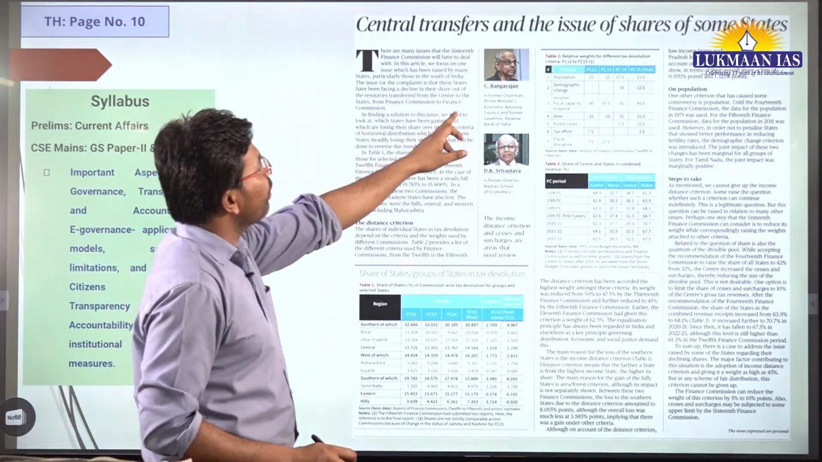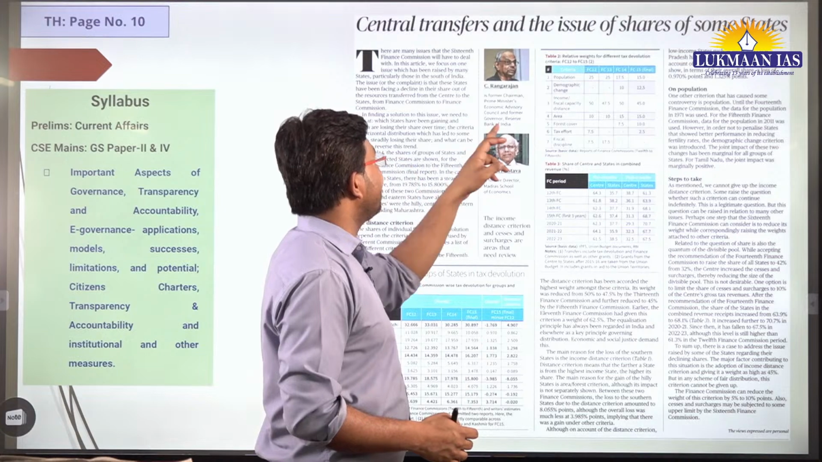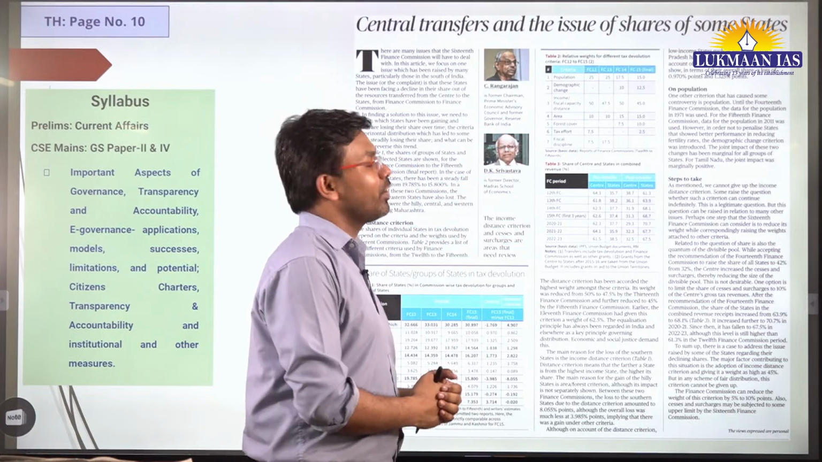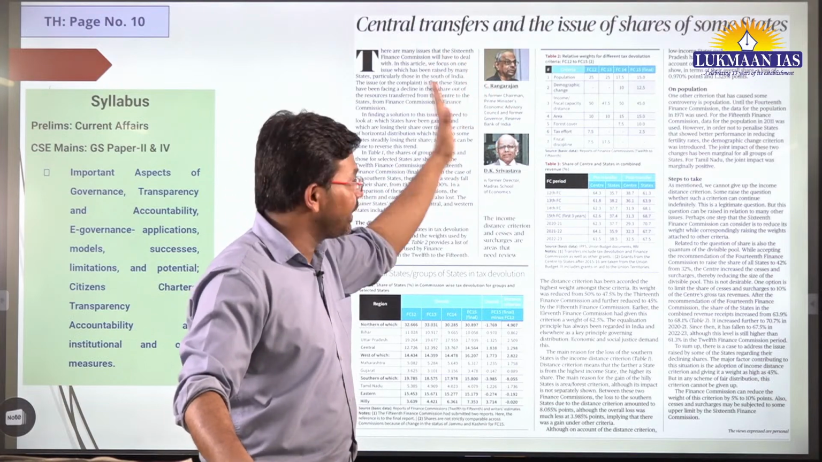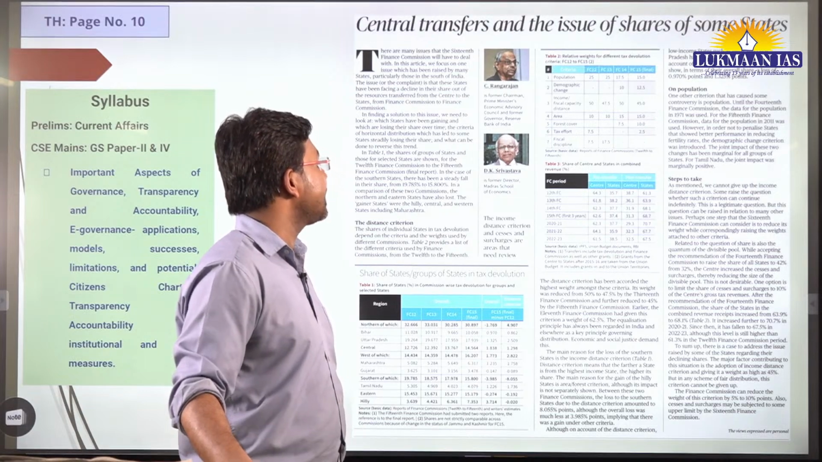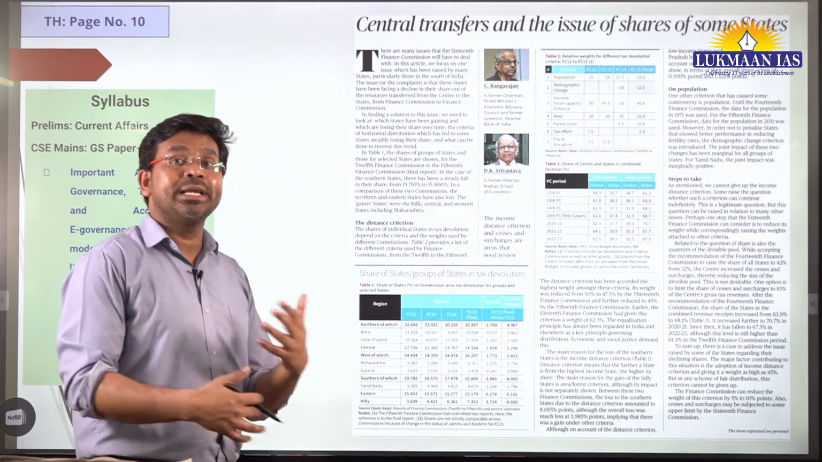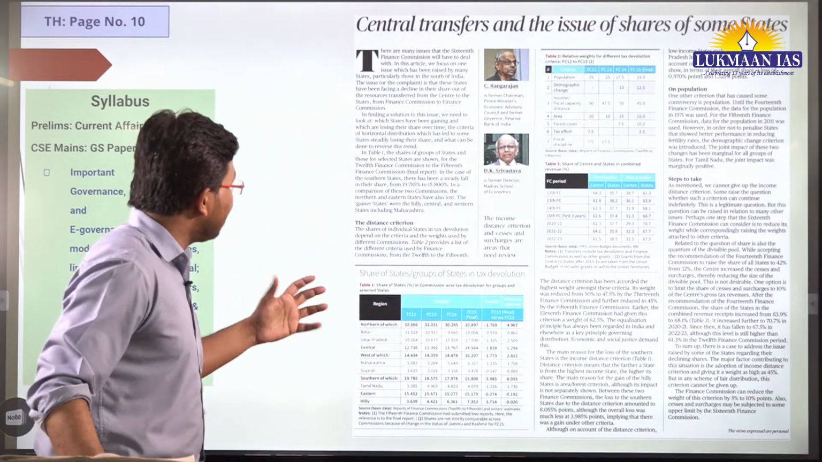One of the authors is the former chairman of the Prime Minister's Economic Advisory Council, and he was a former governor of the Reserve Bank of India. C. Rangarajan, former governor of the Reserve Bank of India, has written this article, along with D.K. Srivastava, former director, Madras School of Economics. So they are prominent economists, prominent people from the field of finance, and they have suggested this.